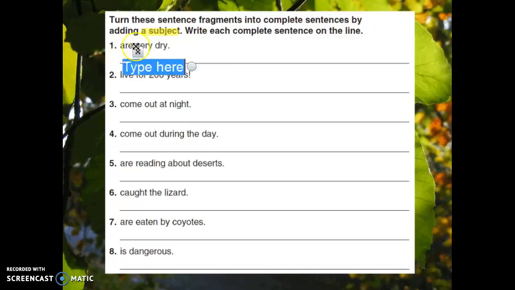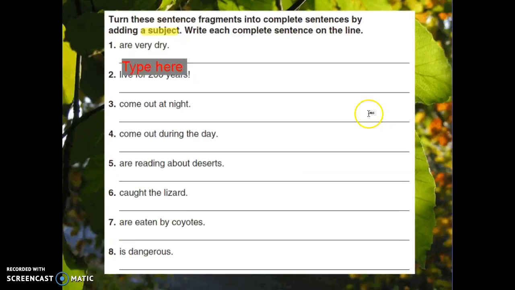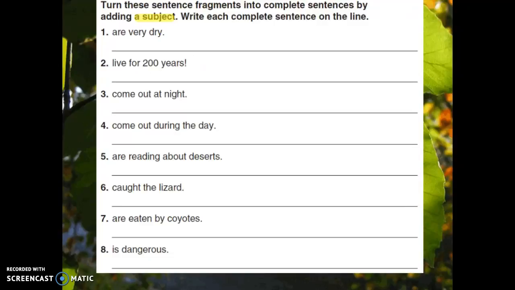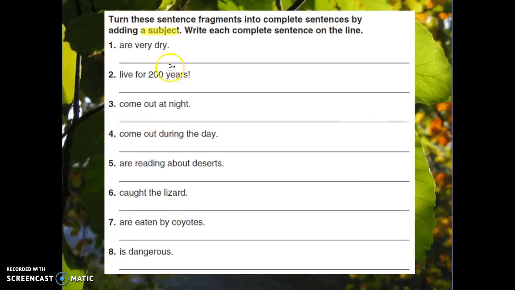So number 1 says, blank are very dry. Well, what is very dry? We have to add the subject. Given our theme this week is about deserts, I think a good subject in this sentence would be deserts are very dry. We don't have to worry about punctuation or anything like that. In this case, it's already there for us.